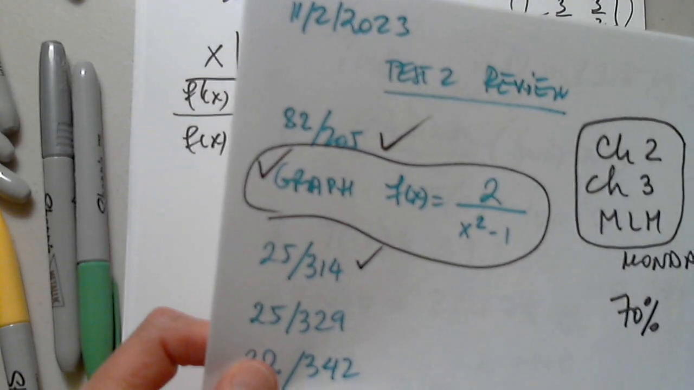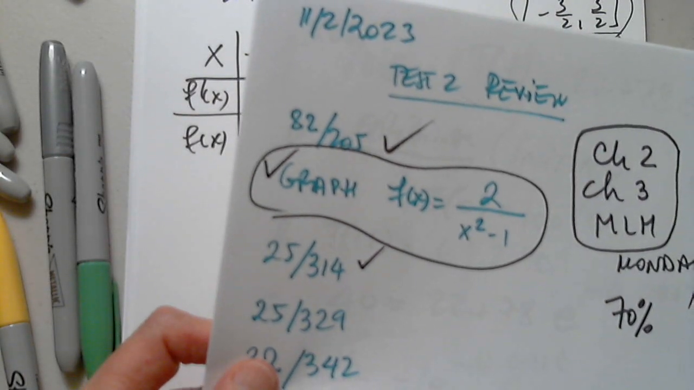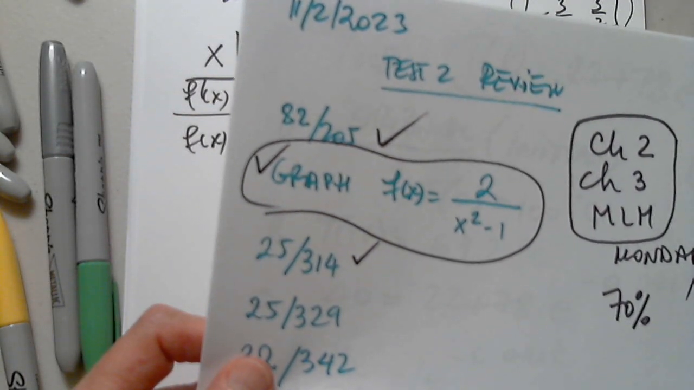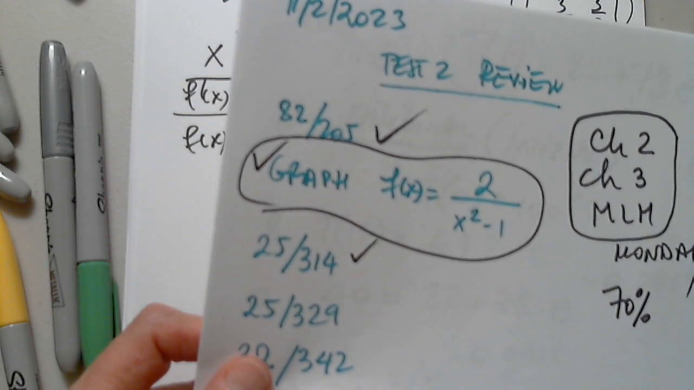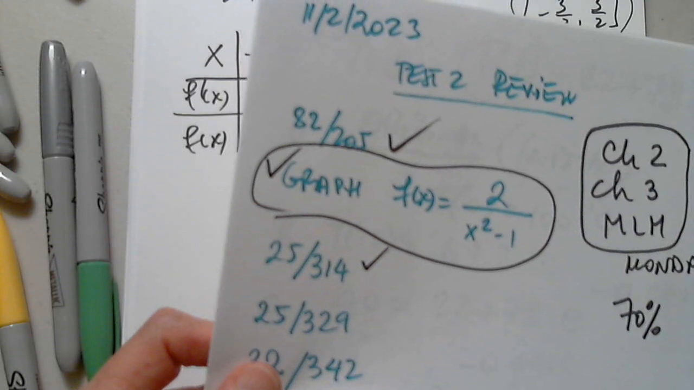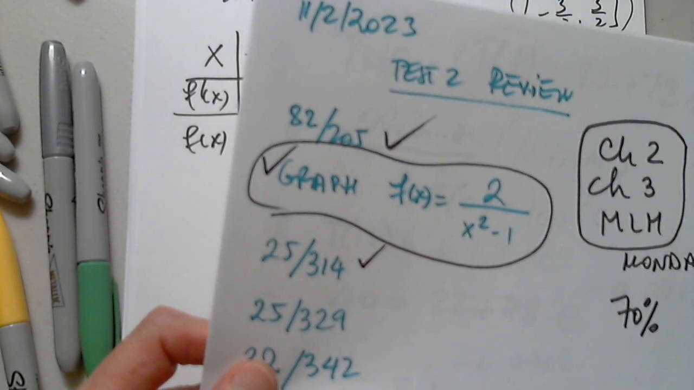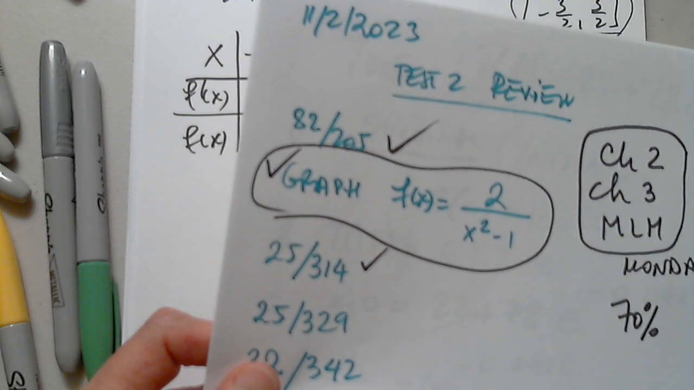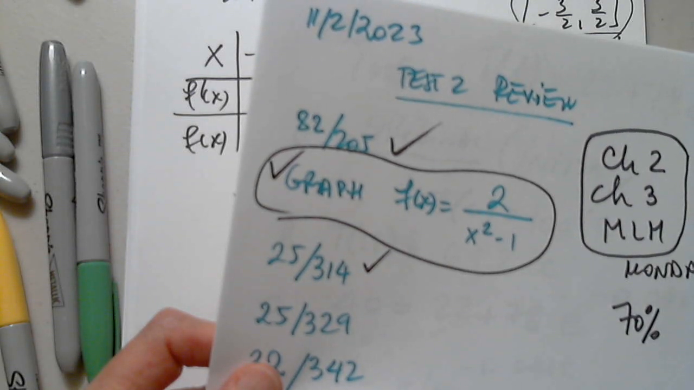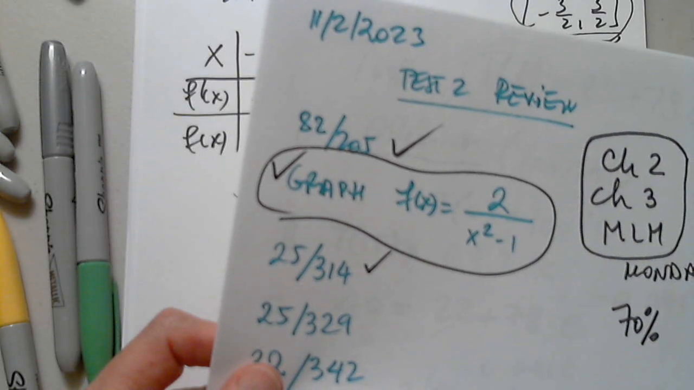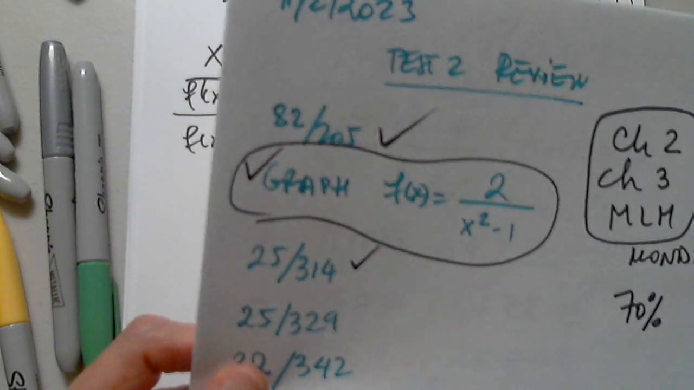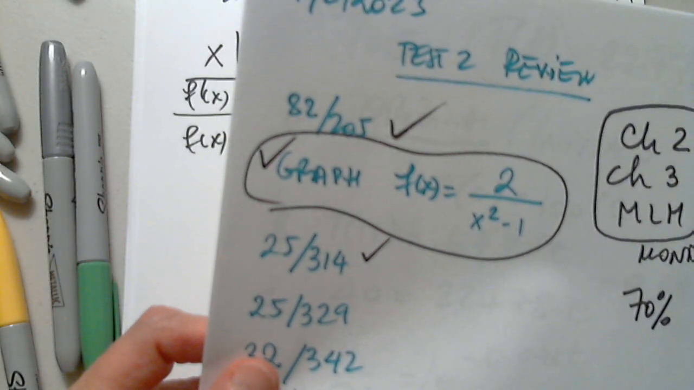Let's see, 25. 25, where is my book? I lost my book. Why did I lose my book? Where is my book? Why did I lose my book? I didn't. Okay, 329.